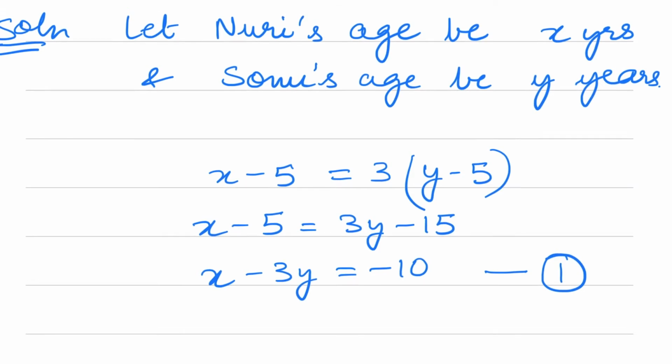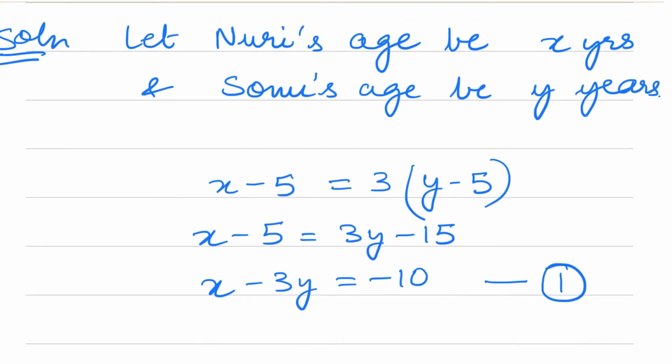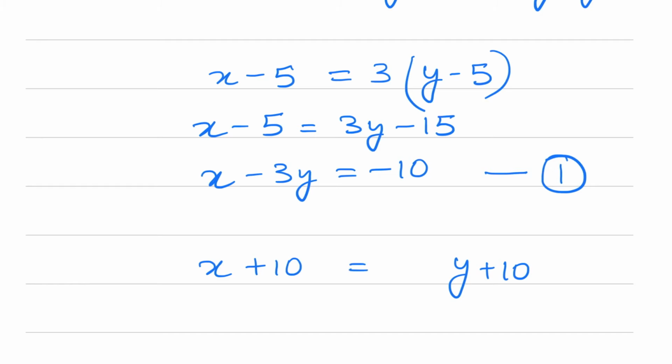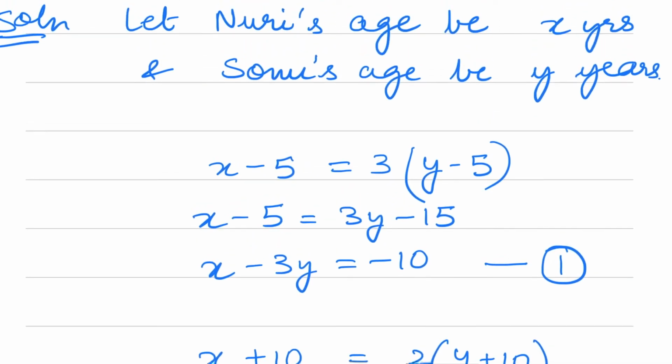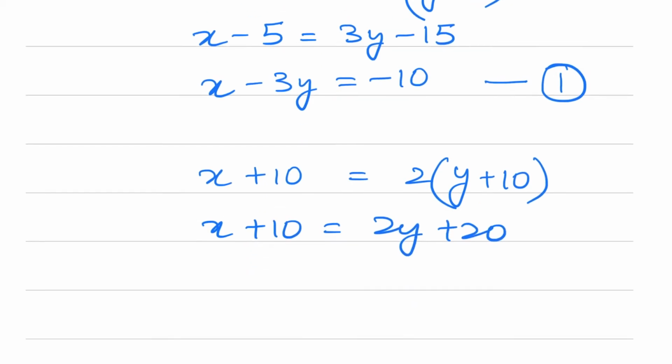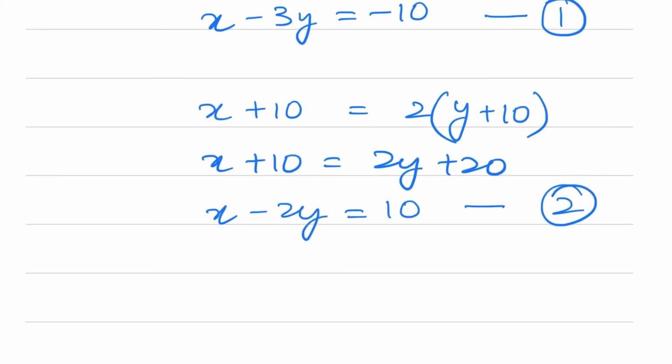Now for second condition, they say 10 years later. So 10 years will be added to both of their ages. Noori will be twice as old as Sonu. And we have to find their ages. So x plus 10 is equal to 2y plus 20. So x minus 2y is equal to 10. This is the second equation.